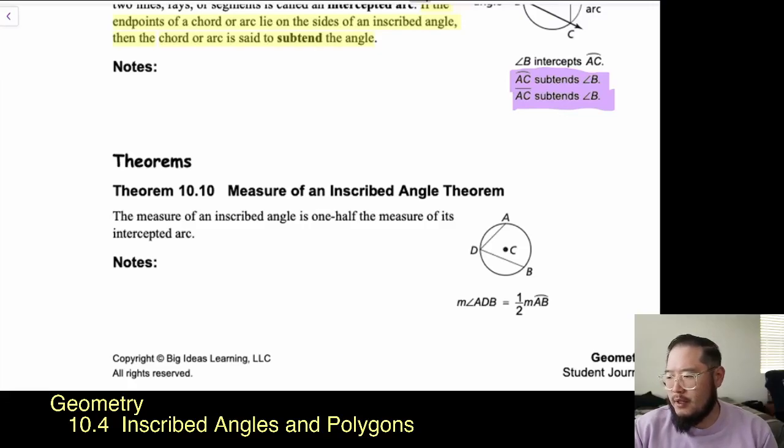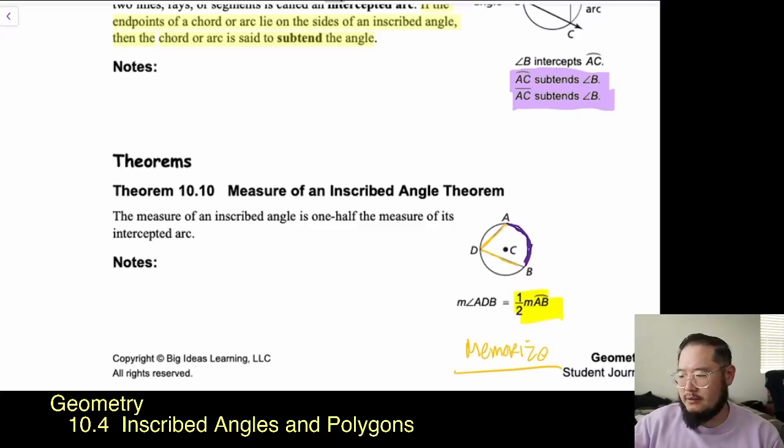So in the equation, what they're saying here is, let me highlight this arc AB. If you take half of this arc, that will equal angle ADB right there. So we have angle ADB, and that's equal to 1/2 the measure of arc AB. This right here is definitely something you're going to want to memorize.